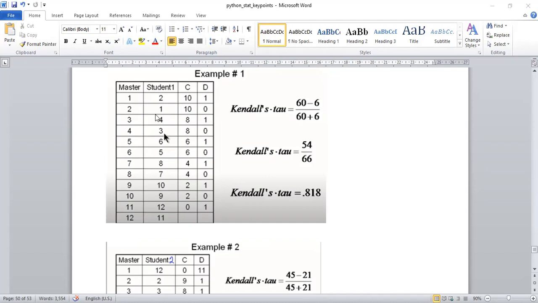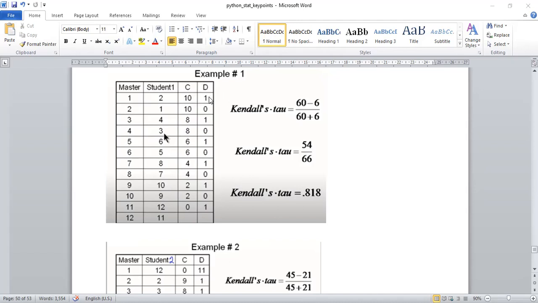So look, if student one gives 2 for the art where the master has given first rank, what are the ranks below that are greater than the particular rank 2 mentioned? 4, 3, 6, 5, 8, 7, 10, 9, 12, 11. So there are 10 ranks which lie below this particular rank 2 and are greater than the value. There are 2 conditions: these values need to lie underneath the given rank and also be larger than the given rank, so that we can consider them as the number of concordant pairs for the corresponding rank. So this is 10, so I have given 10.